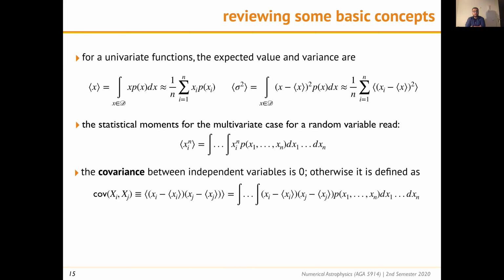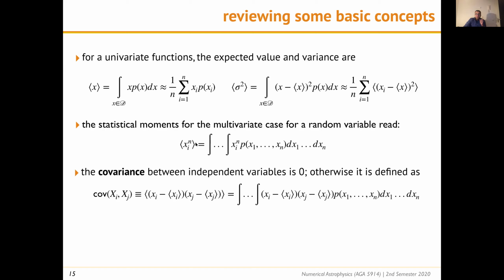Okay, continuing with this brief, or no longer that brief, statistical review. For the univariate case, so just functions of one variable, we have these expressions that we know for the variance and the mean, and we have the statistical moments, but we are also interested in the multivariate case. The multivariate case is where we have x, y, z, or x1, x2, x3, and so on. So we have multiple random variables. In this case, the statistical moment is this. Essentially just a generalization of the previous definition.